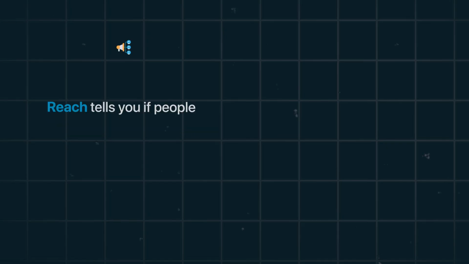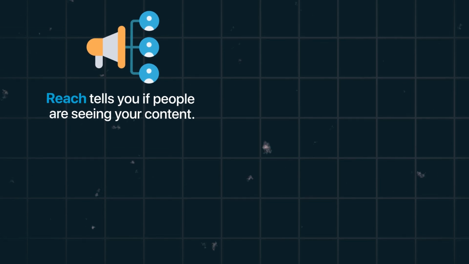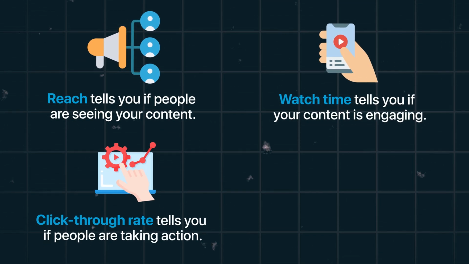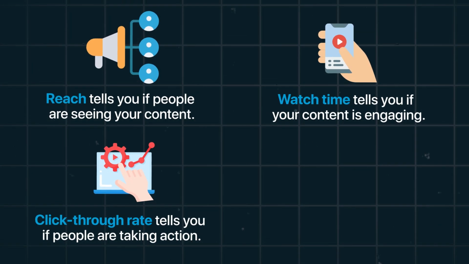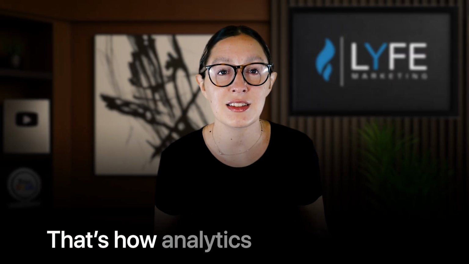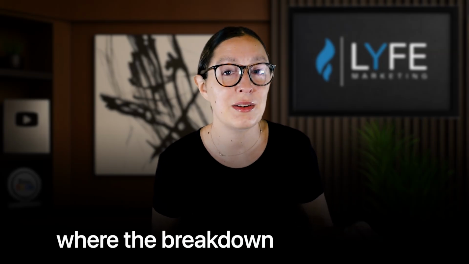For example, reach tells you if people are seeing your content. Watch time tells you if your content is engaging. Click-through rates tell you if people are taking action. And conversion rates tell you if your offer actually works. That's how analytics can help you identify where the breakdown is happening.